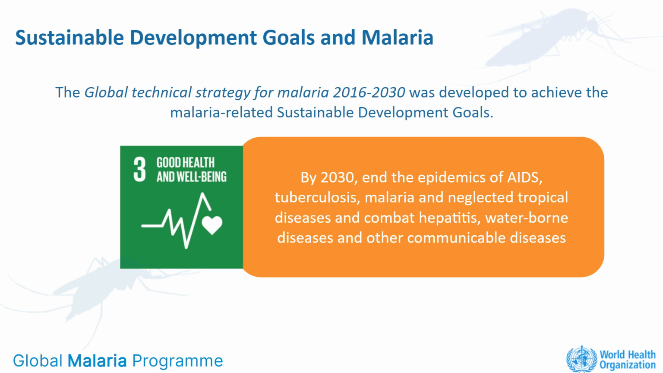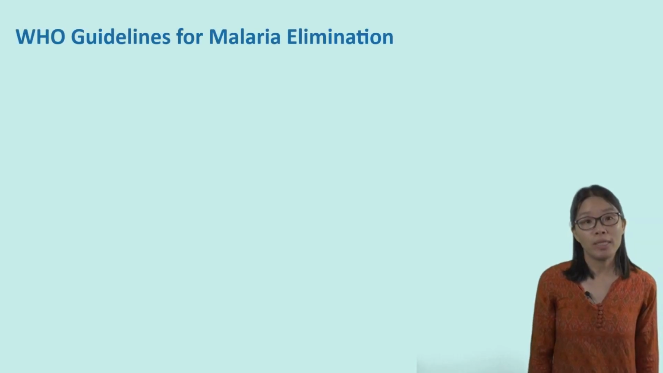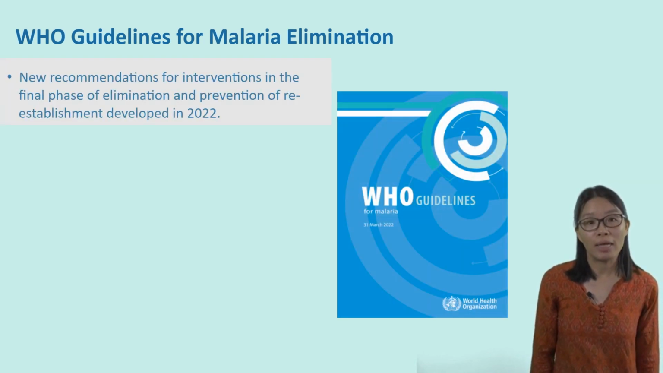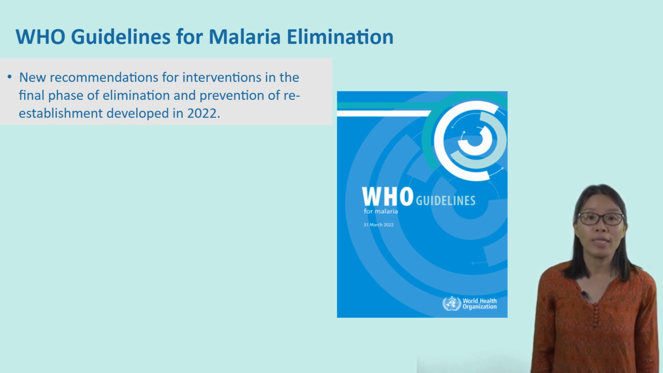year 2030. The Global Technical Strategy for Malaria 2016 to 2030 contributes to SDG 3, Target 3.3, which is to end the epidemics of AIDS, tuberculosis, malaria, and neglected tropical diseases, and combat hepatitis, waterborne diseases, and other communicable diseases by 2030. In 2022, WHO released new guidelines on interventions in the final phase of elimination and prevention of re-establishment in the WHO guidelines for malaria.